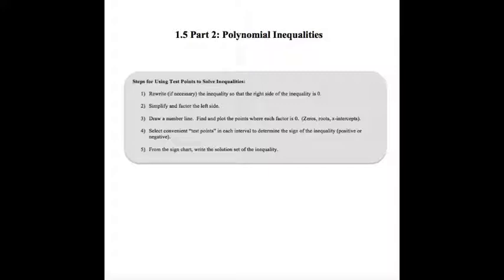Step 1 is to rewrite, if necessary, the inequality so that the right side of the inequality is 0. So basically you want to get all the terms on the left-hand side, and then you just want 0 on the right-hand side of the inequality. Then on the left-hand side, we're going to simplify, and then we're going to factor. Okay, so we're factoring a polynomial.